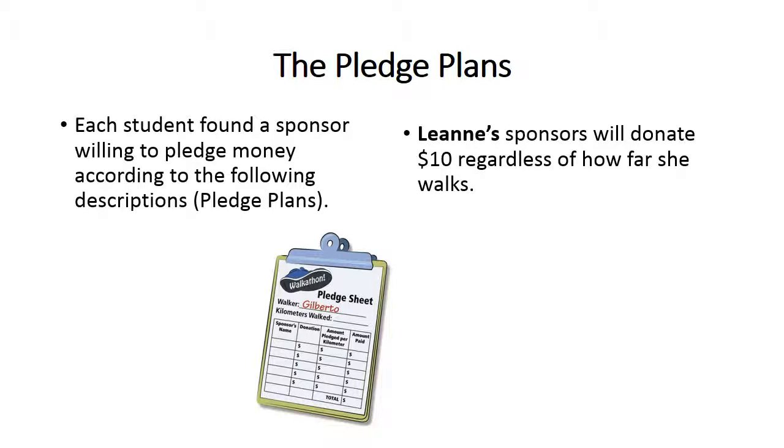Leanne's sponsors are going to donate $10 regardless of how far she walks. So if she walks 1 kilometer, she's getting $10. If she walks 20 kilometers, she's getting $10.